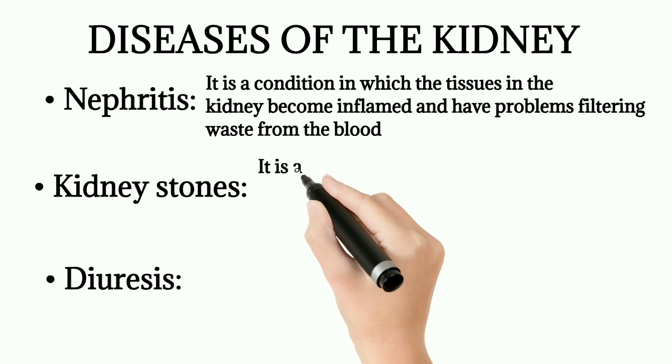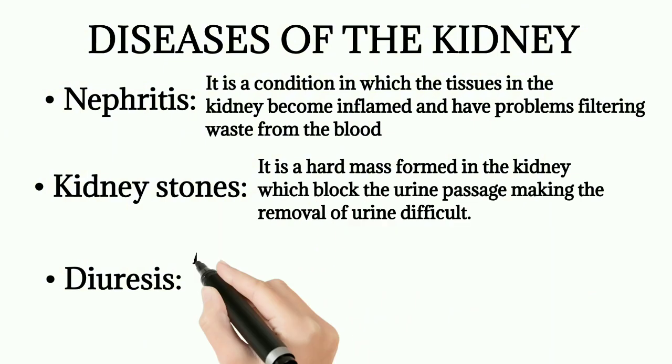So let's look at kidney stones, okay? Kidney stone is a hard mass formed in the kidney which blocks the urine passage, making the removal of urine difficult, okay? So what are the effects? One, it obstructs the passage of urine. Pain is experienced while urinating. You have abdominal pain and it also leads to high BP, fever, and blood in the urine. Okay, what are the remedies?